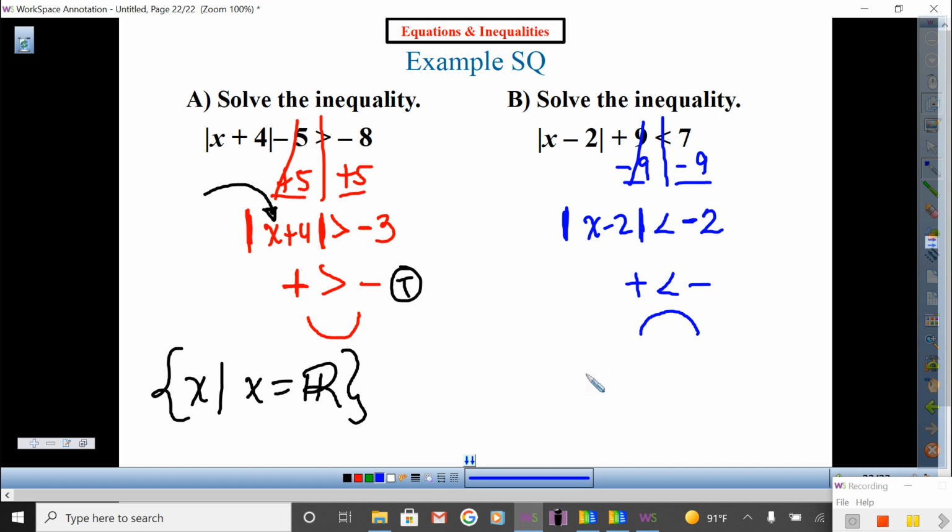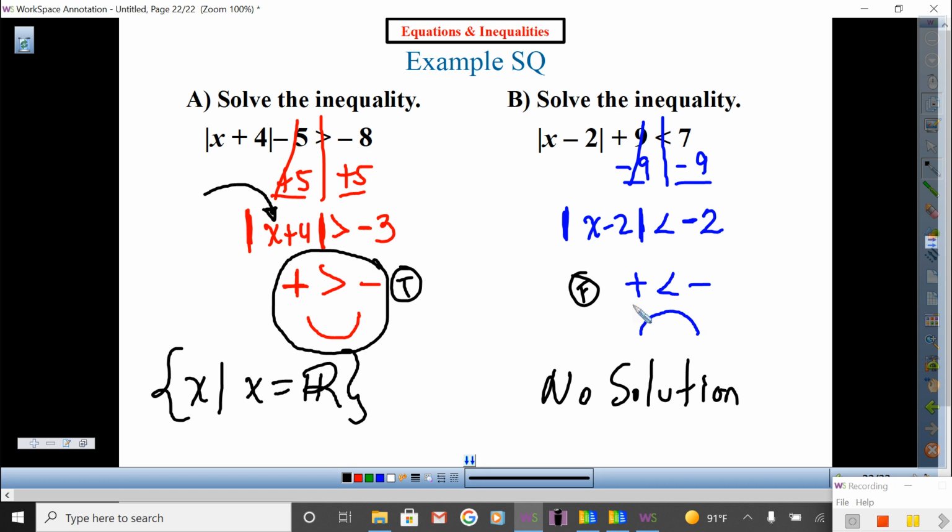If it doesn't matter what I substitute in here, and it's not true, what would you write? Talk it over. What would you write if that's not true? What do you think, Raymond? No solution. That is correct, because it doesn't matter what we continue substituting, it's still not going to be true. This would be false.